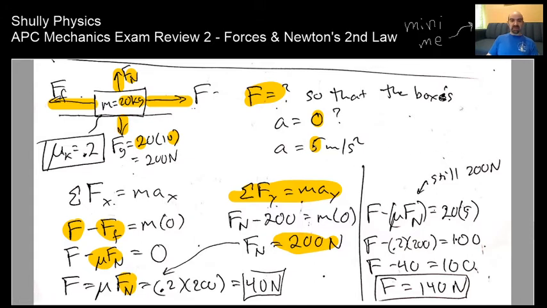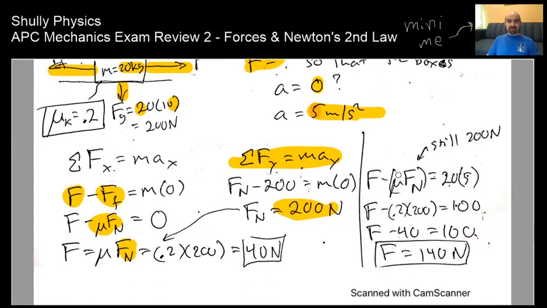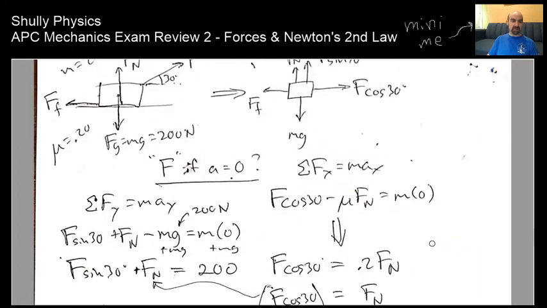Well, what if the acceleration is 5 meters per second squared now? We'd still have the pulling force minus friction, mu times normal force, and the normal force is still 200 newtons. But in this case, we'll have the mass times 5 meters per second squared of acceleration. So if this is the case, then we're going to have a force of 140 newtons. You calculate all that out.